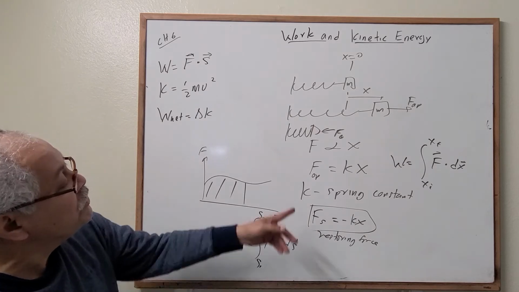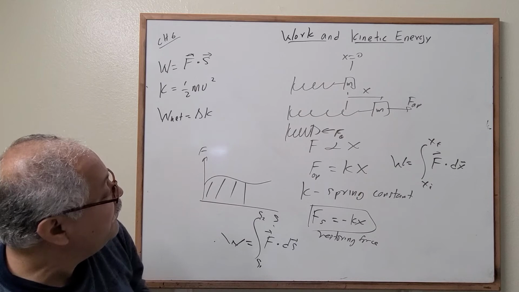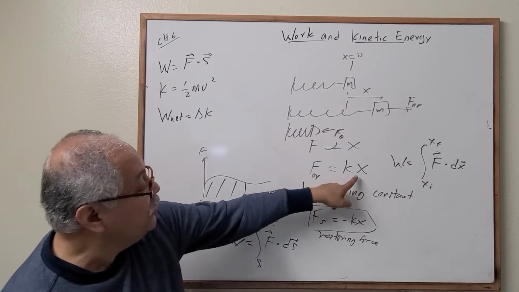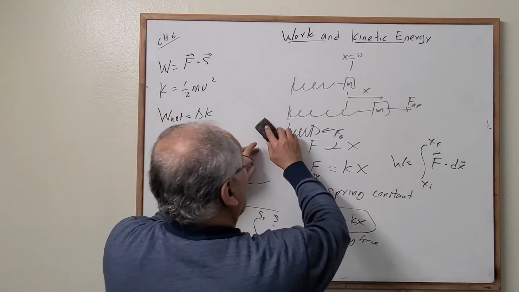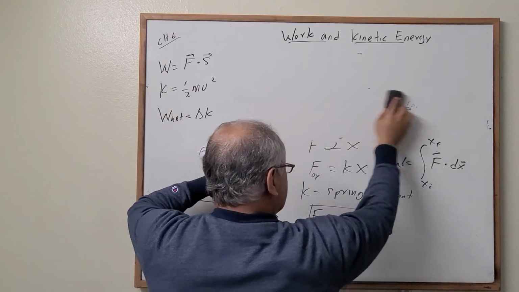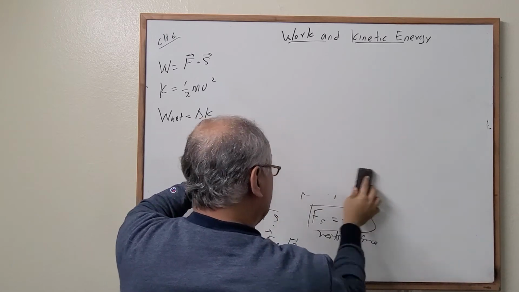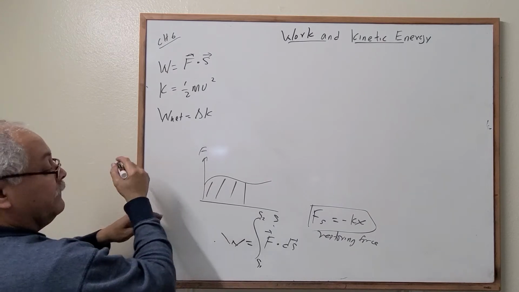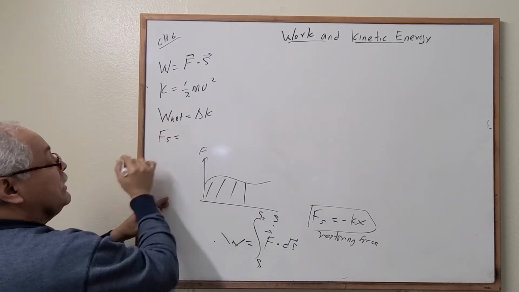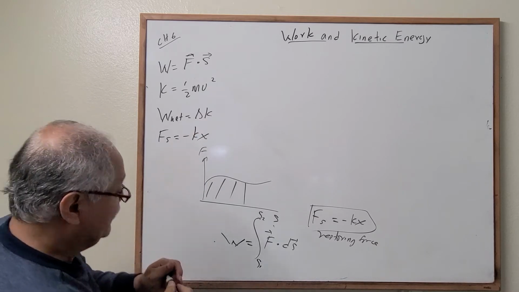Perfect. Now let's go to the spring. As we can see, the force is not constant, it's proportional to x. Now, what should be the graph for this function for the spring? Let's do it one more time. Let's write this force done by the spring as negative kx.